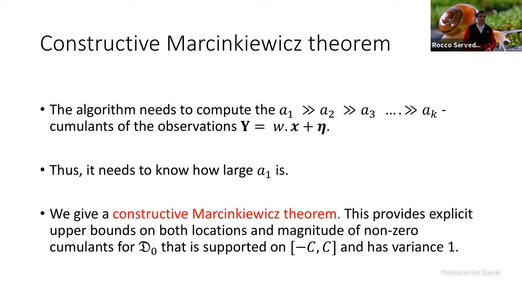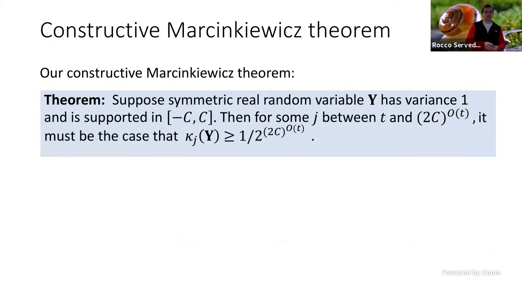So again, in order to run the algorithm, you need to know where these non-zero cumulants are, and maybe if we don't know exactly where they are, it would be nice at least to know how far you have to go in order to reach the non-zero cumulants that you need. So the last result I'll tell you about is a constructive version of this Marcinkiewicz theorem, which says, under some mild conditions on the underlying distribution, we will tell you something about how far out you have to go. Do you have to go to the 100th cumulant? Do you have to go to the 10 to the 100th cumulant? How high up do you need to go to get a non-zero cumulant? And how large will that cumulant be?